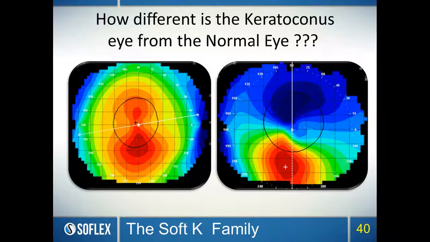How different is the keratoconus eye from the normal eye? We can see here easily, on the left a normal eye, and on the right a keratoconic eye. We can see a very high difference between the lowest part of the cornea. The red is very steep, and up is very flat, the blue area.